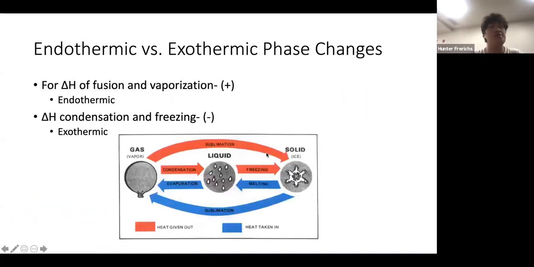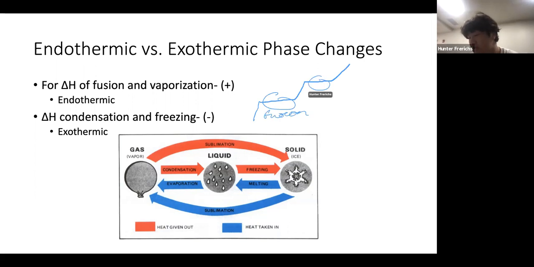This has a connection to endothermic versus exothermic phase changes. Your delta H of fusion and vaporization, let me remind you of the graph again. Let's redraw the graph. Your delta H of fusion and your delta H of vaporization: this solid to liquid right here is known as fusion, and this liquid to gas is known as vaporization.